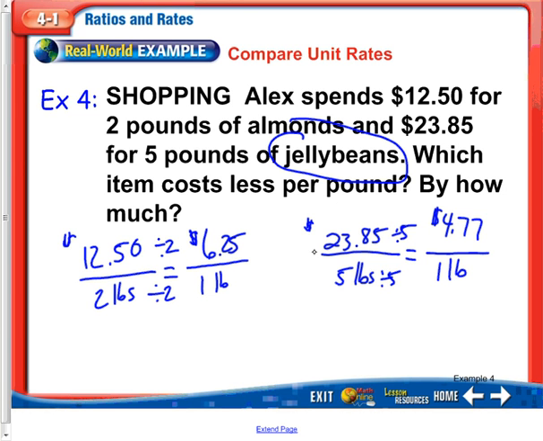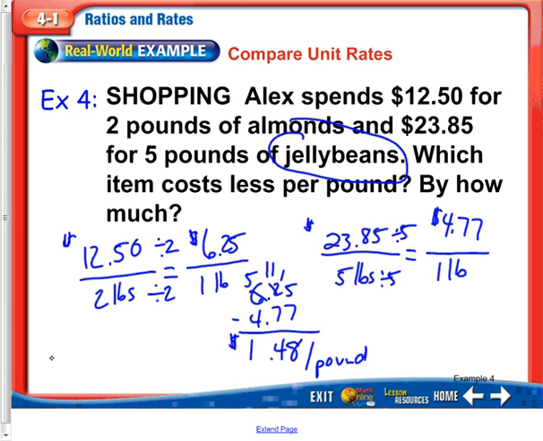And then it asks by how much. So now we want to take $6.25 and subtract $4.77 to find out what the real difference there was. So we'll regroup these a little bit. So we have 8 there, and we need to regroup this one as well. So we have a 4 and a 1. So the jelly beans are cheaper by $1.48 per pound.